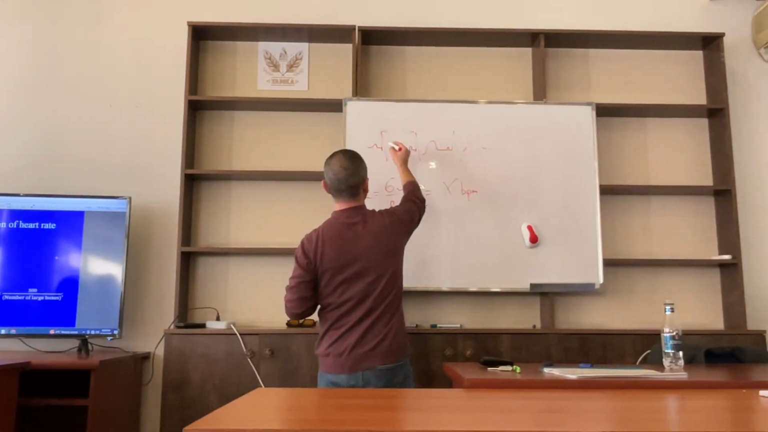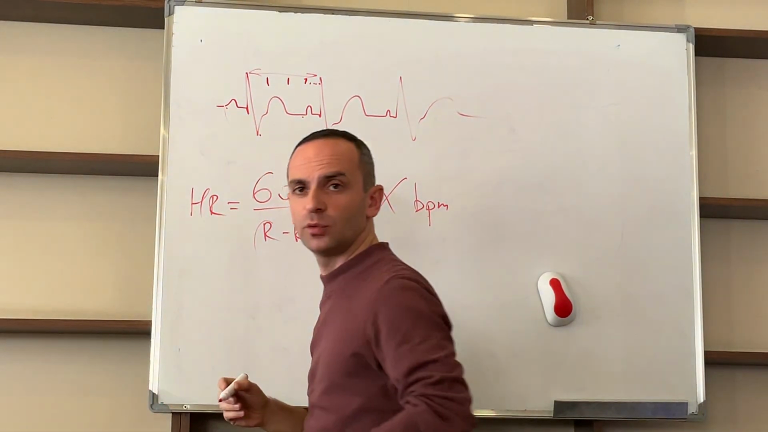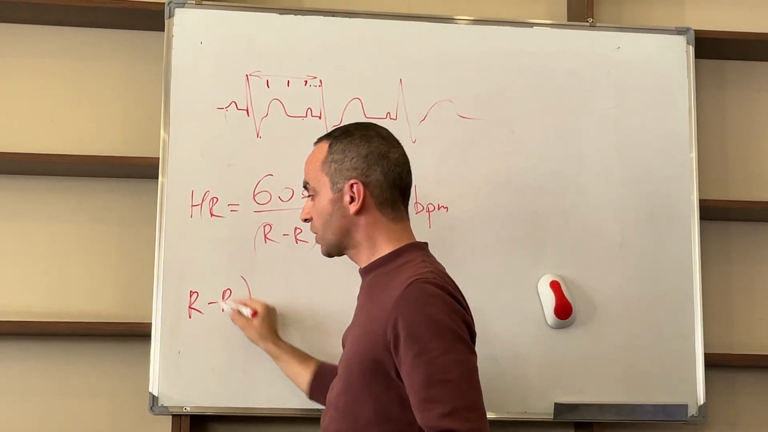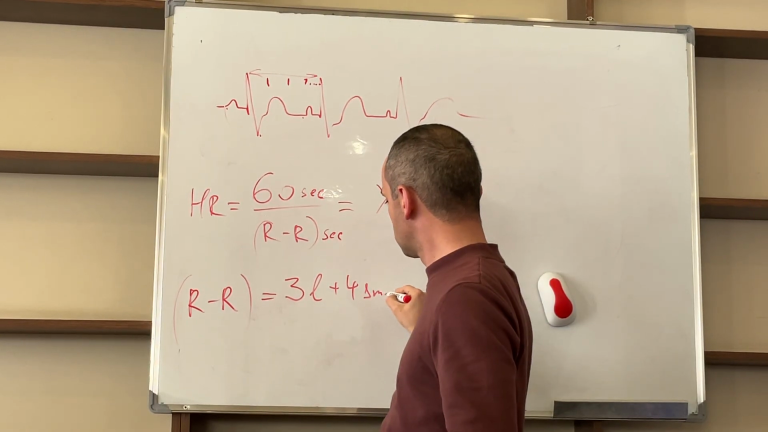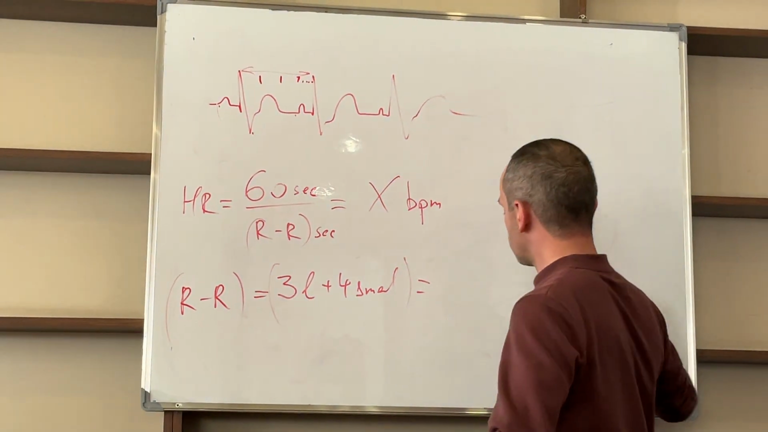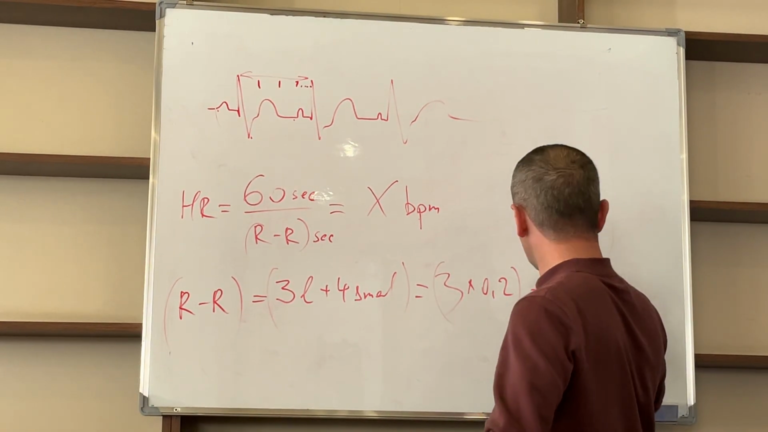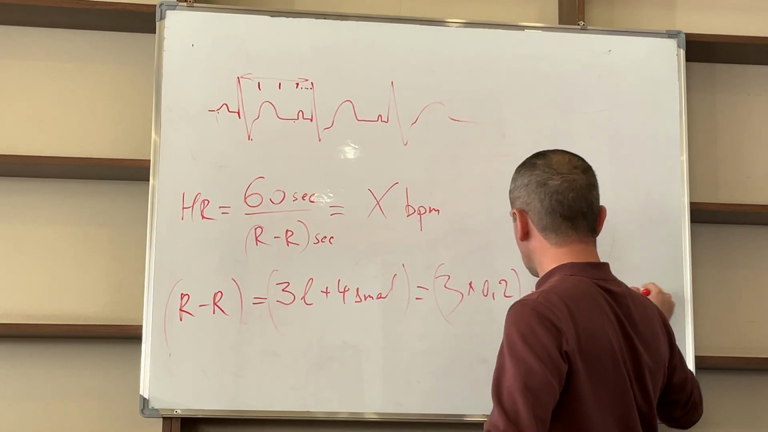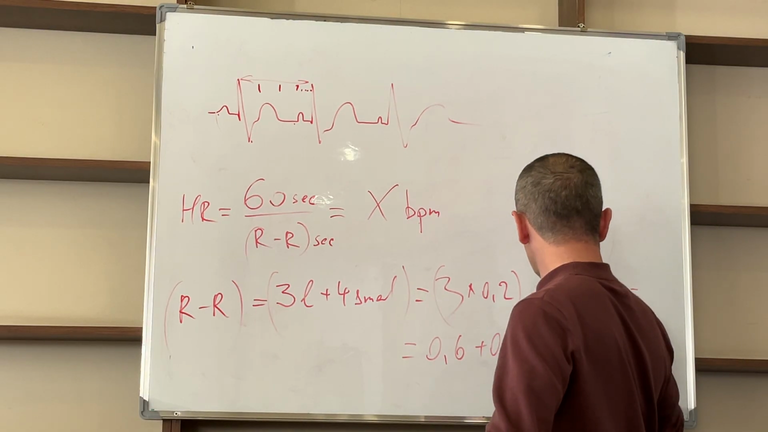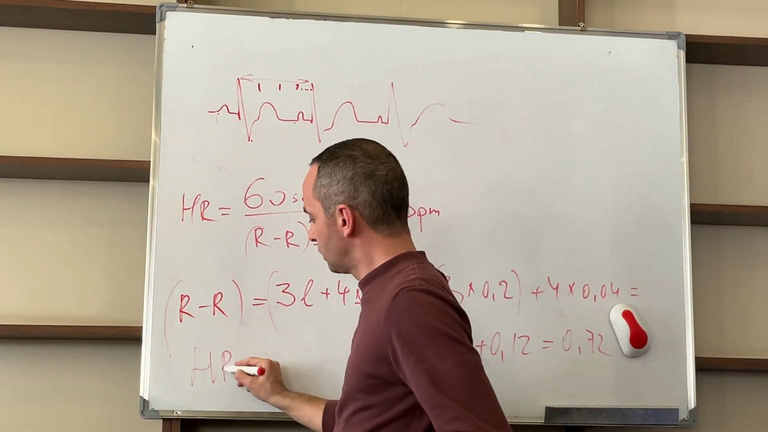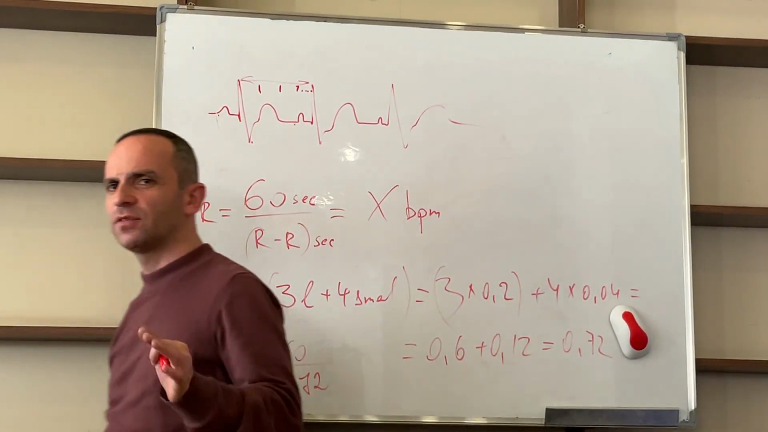For example, let's imagine that between them we have 1, 2, 3 large boxes and 1, 2, 3, 4 small boxes. This is how we calculate RR: it is equal to 3 large plus 4 small boxes, which means 3 times 0.2, plus 4 times 0.04. It means that it is 0.6 plus 0.12, which is 0.72. So heart rate here will be 60 divided by 0.72. I think you will get something like 75 beats per minute.